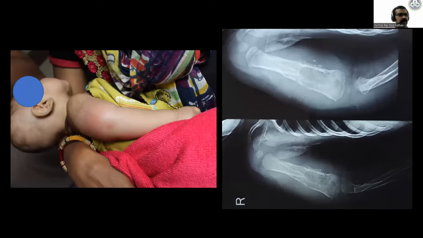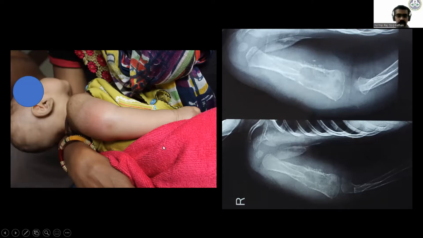So here, this is not a neonate, it's an infant of 3 to 4 months of age. But here the child didn't present with fever. The mother complained that the child is not taking feeds, and the child cries when she tries to change the shirt of the child, or when she tries to move the right upper limb. You can see that there is a swelling, there is a little bit of erythema, and you can see the amount of changes that is happening in the bone deep down.